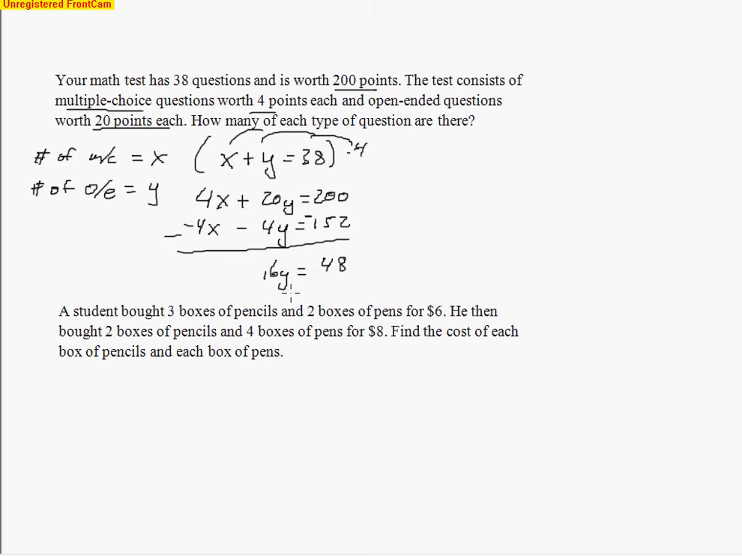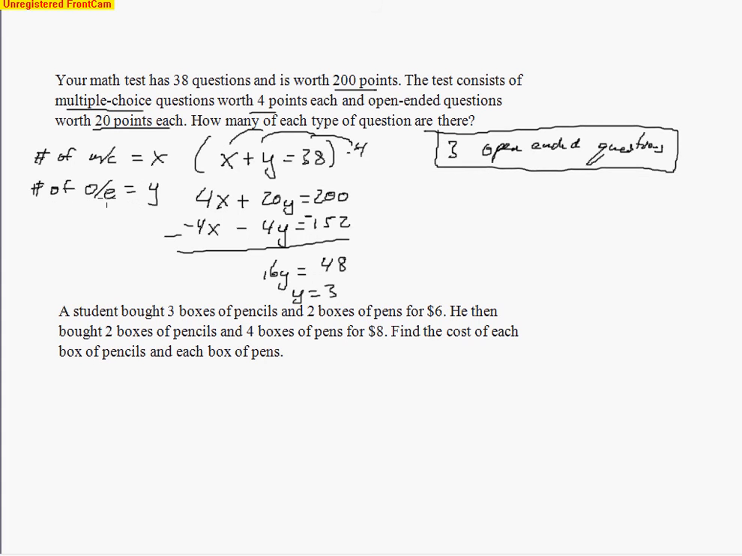And so I see that y goes in there evenly. It's 3 times. So 3, well, what's y? y is the open-ended. So we got 3 open-ended questions. So 3 open-ended questions. Again, that's why I like to define the variable so I know what I get when I solve. And let's find out how many of the other. Well, just take that 3 away from 38, the total. That leaves us with 35 multiple choice questions.